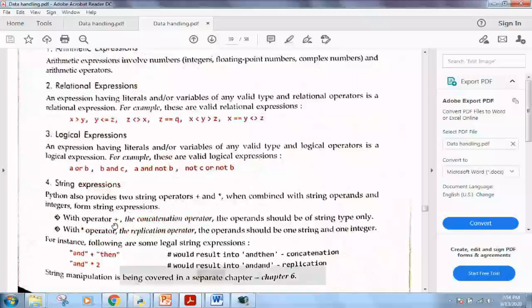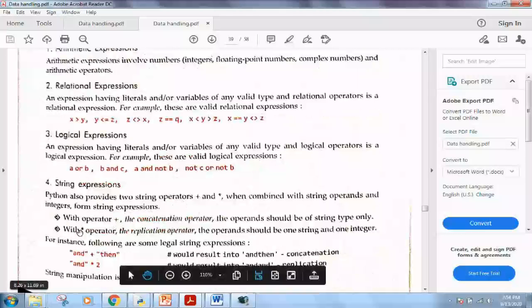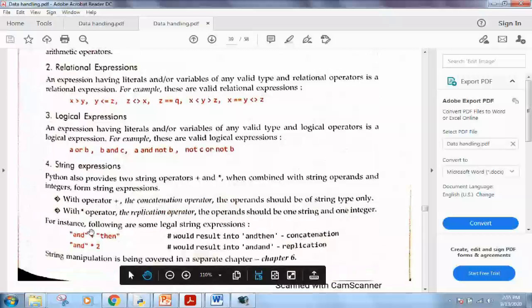String operators plus and multiplication are used. Plus is used for string concatenation and star is used for replication. Concatenation means joining two strings. For example, two strings are joined like this. And when you apply the star operator, it will replicate the string. Let me show you this.